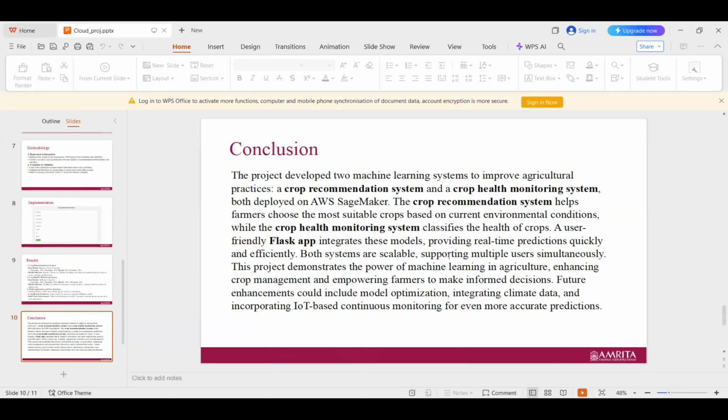So in your future research, do you have any plan in which you want to incorporate this research with web applications or mobile applications? Yes, sir.